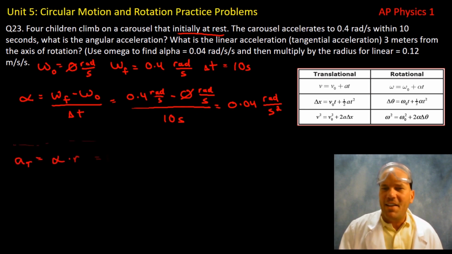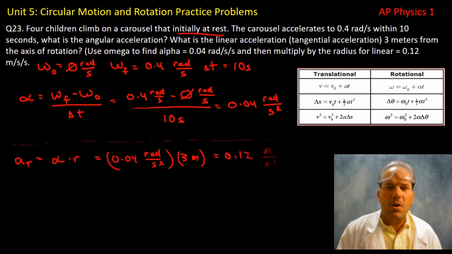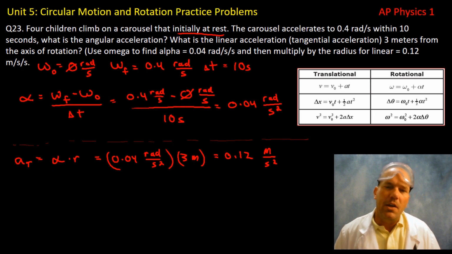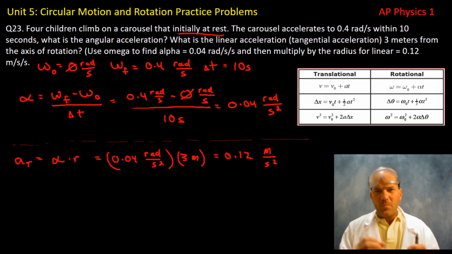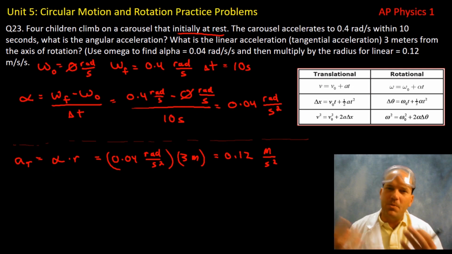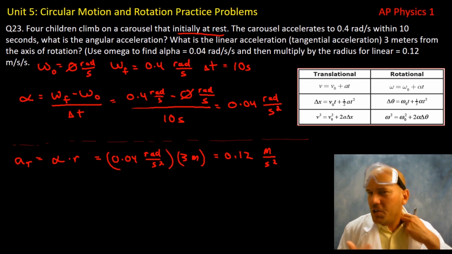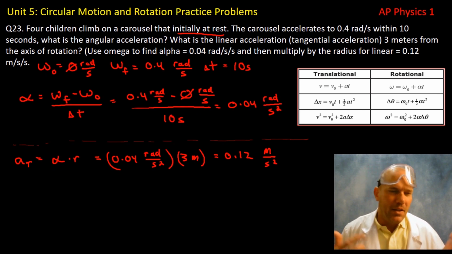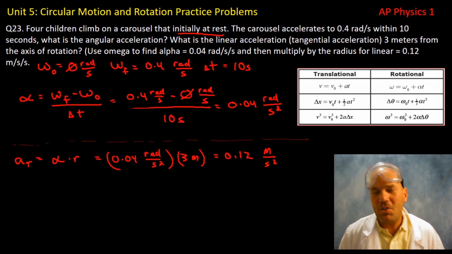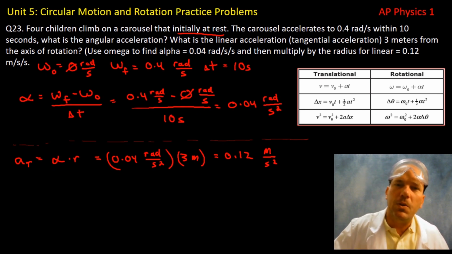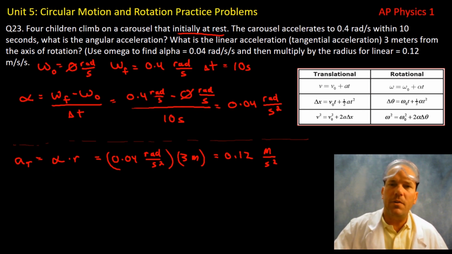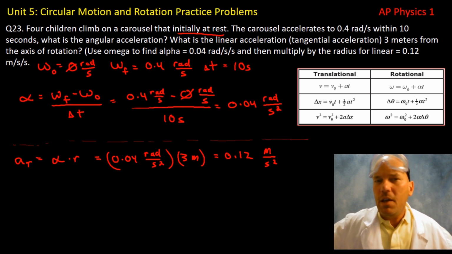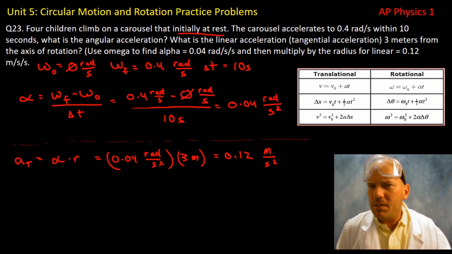All right. The next question is, what about the linear acceleration? Well, in the last problem, we talked at length about the 3 types of acceleration that could be occurring for an object in a circular path, or an object rotating. So here, the tangential acceleration is equal to the angular acceleration multiplied by the radius. We have everything we need to solve this.